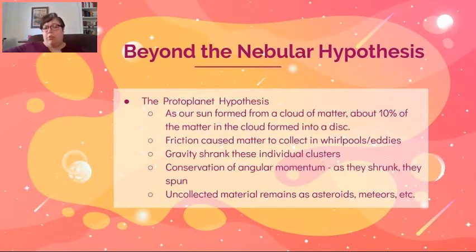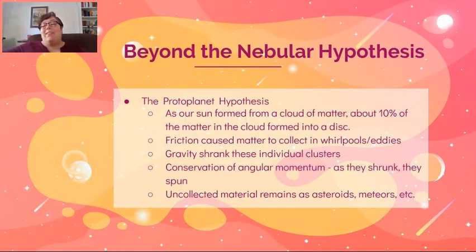Now, you've probably noticed that the nebular hypothesis only takes us so far. It only gets us to the point where stuff starts to be in orbit around other stuff. Thankfully, we have another hypothesis, the protoplanet hypothesis, which explains how the solar system continued to form from that point.